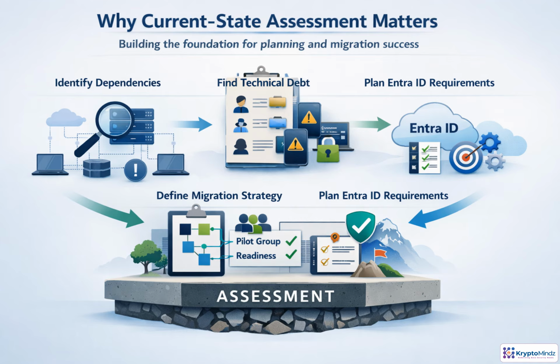A current state assessment turns migration planning from guesswork into evidence. It shows what exists, which systems depend on it, and where hidden risk lies. That includes stale accounts, unused groups, unmanaged devices, legacy authentication, and applications tied to Active Directory in unexpected ways. These findings shape scope and sequencing. They show what to clean up first, who belongs in a pilot, and what readiness should mean. The result is a practical set of Entra ID requirements built from facts, not assumptions.